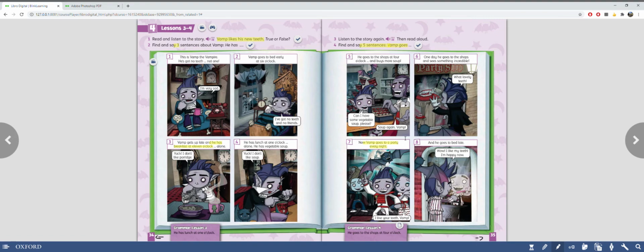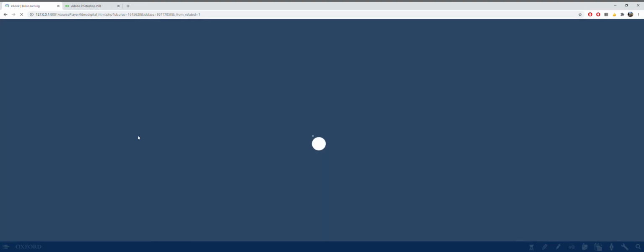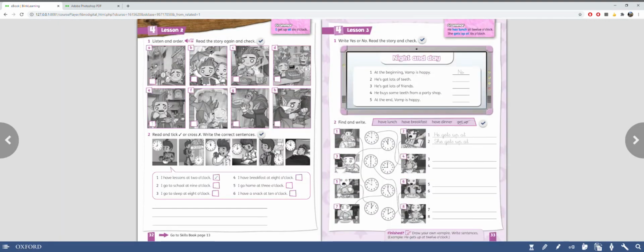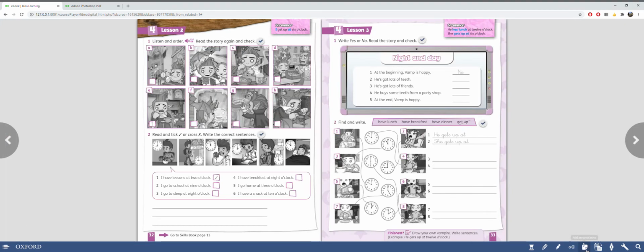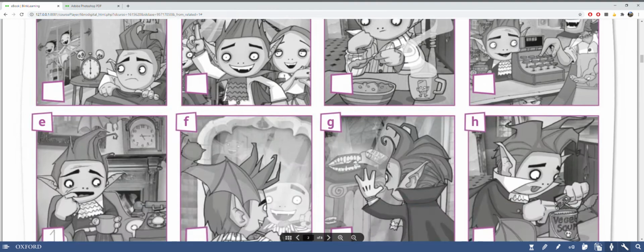Don't worry, we have time for that. We can do it during the class. But after doing that, we're going to focus on the activity book. So we're going to change the book. Let's go to the activity book. If you don't remember this, here we have the activity book. This is your activity book. And here we are going to focus on the following activities.